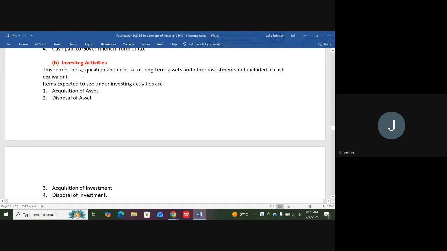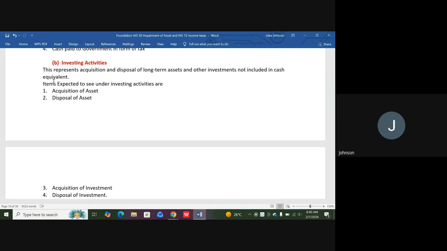So this represents the acquisition and the disposals of long-term assets and other investments not included in cash equivalent. So they're telling you that investing activity involves the acquisition, you're buying. When you're acquiring something, you're buying, and the disposal of long-term assets. So when you're talking about all fixed assets, all assets that are fixed, okay, long-term assets. So the disposal, the acquisition, if you ever buy them, they're looking at, okay, how many purchases did you make in a year? How many new purchases did you make in a year?